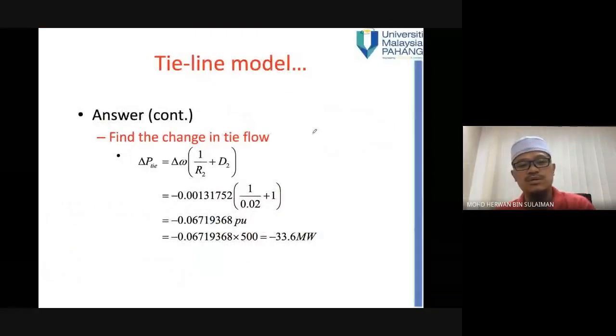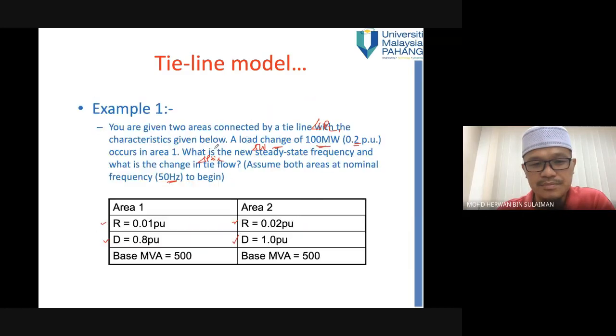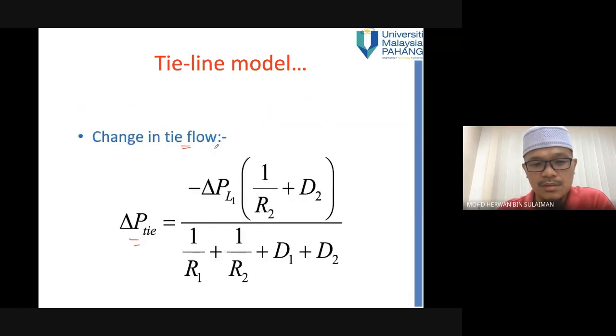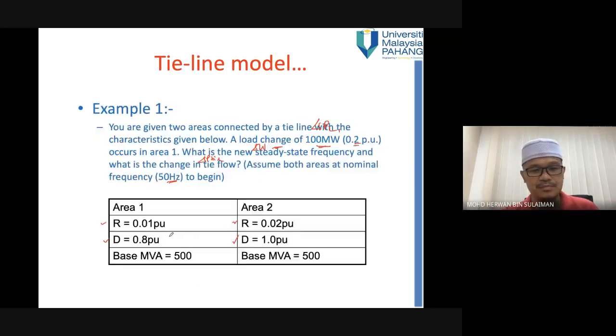Okay, so we continue, and then you need to find the change in the tie flow. Delta Ptie is delta omega times 1 over R2 plus D2. Okay, you can use this equation. Because we have all the information, you can find directly your delta Ptie.